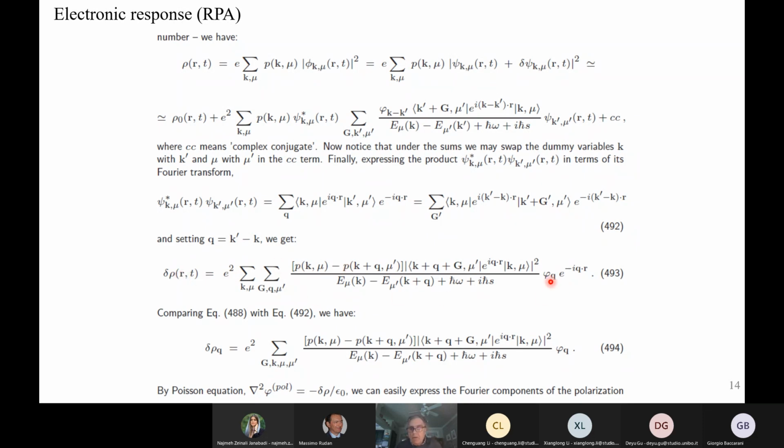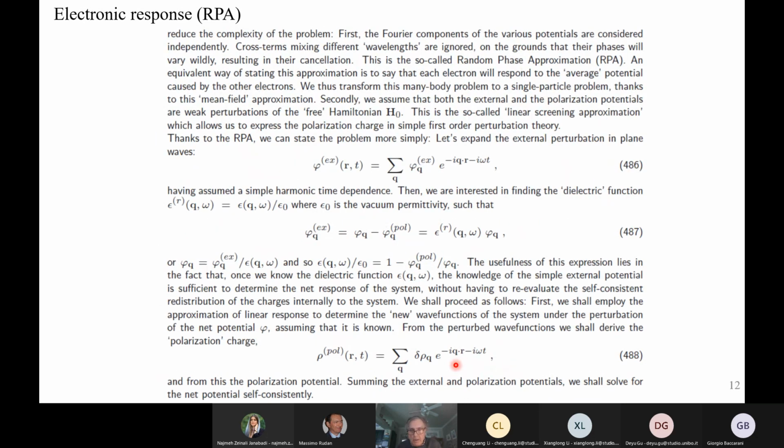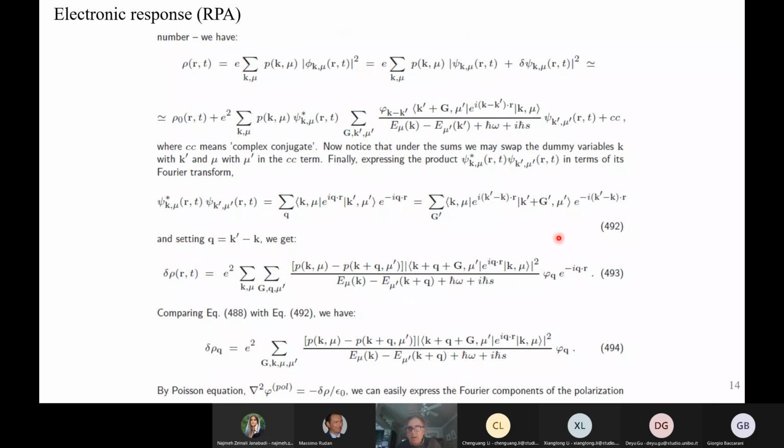This is already in terms of Fourier components. You see that I get e to the minus iqr here, so I can identify this beast over here with the delta rho q that I wrote in this term. The e to the i omega t is implicitly in there.